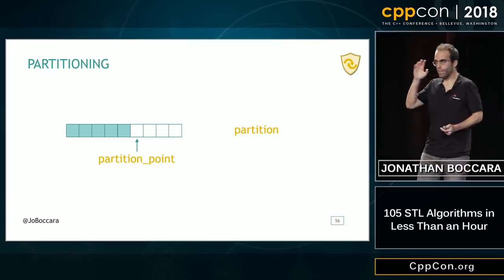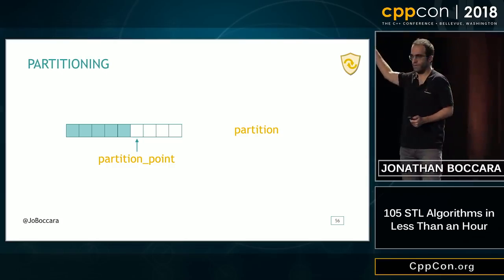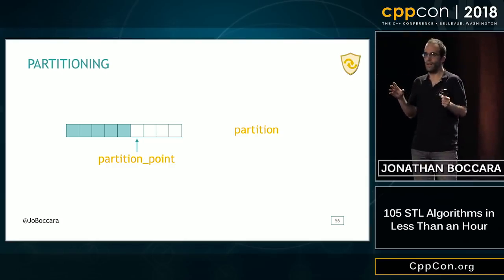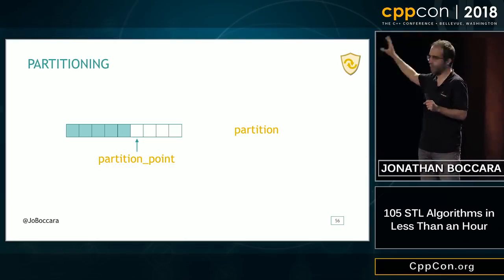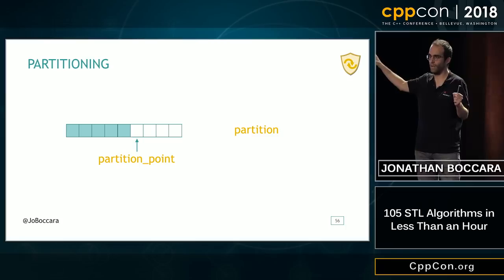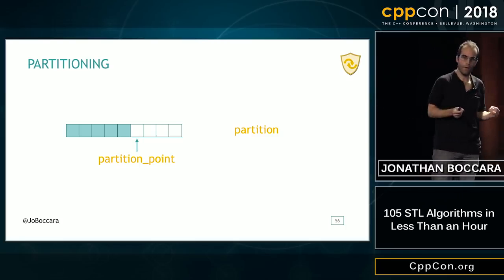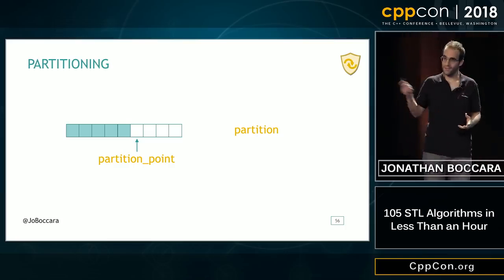The border between the blue ones and the not blue ones is called the partition point. That's the end of the blue range, and that's also the begin of the not blue range. Can you see that? Okay. That's called partition point, and to retrieve it from a partition collection, there's std partition point.